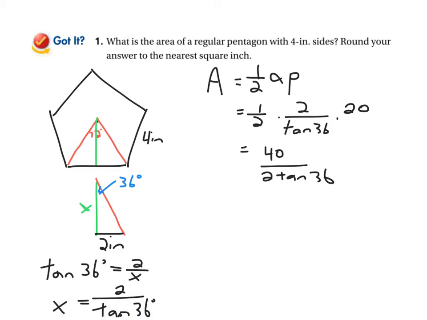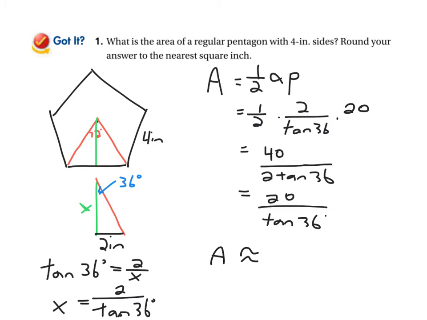And this you can cancel. This 40 and this 2 are just numbers, so you can cancel those. And we get 20 over the tangent of 36. And when we find this, and of course it'll be rounded, so it'll be an approximate number, we will have found the area of this.